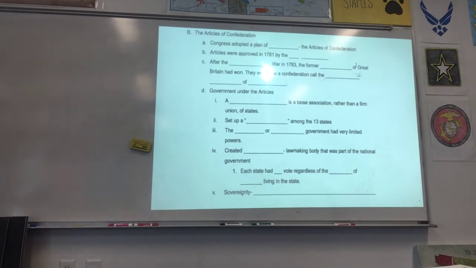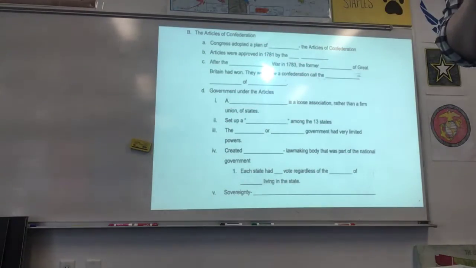All right, so the Articles of Confederation. This is on page 35, still under the blue heading. Congress adopted a plan. So the Declaration of Independence was not a plan or blueprint to provide a government for a new country. The Declaration was the colonists' statement of grievances against the king. It listed their own reasons for creating their new government.